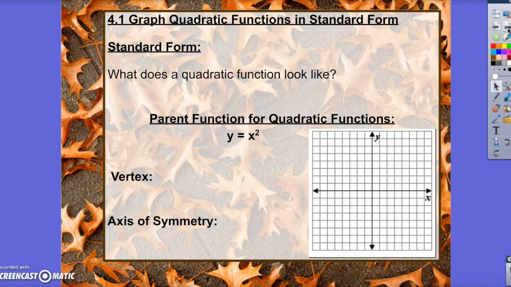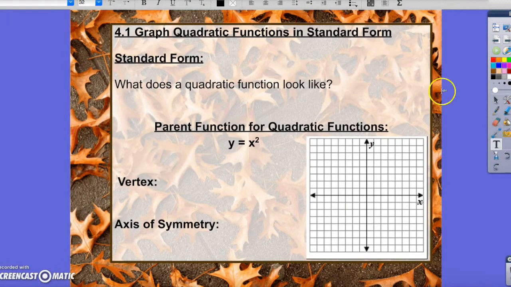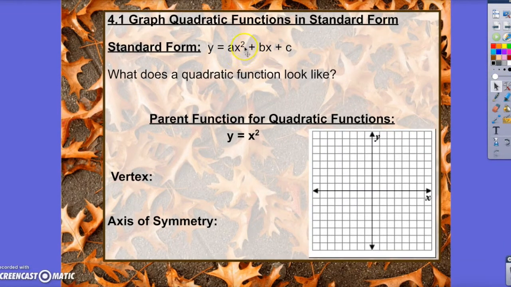Chapter 4 deals with quadratic functions. And what do we start off with first? 4.1, graph quadratic functions in standard form. All right, standard form. First things first, what does that actually represent? Standard form is going to be in the form y equals ax squared plus bx plus c. So standard form, we now finally have x squared.